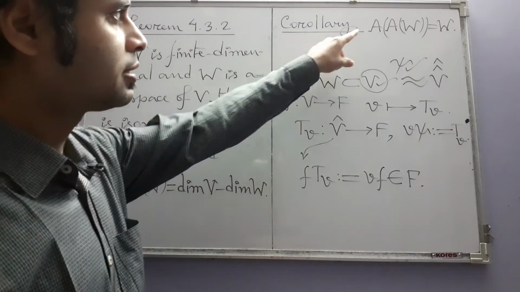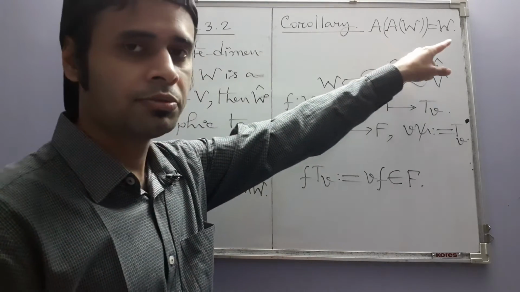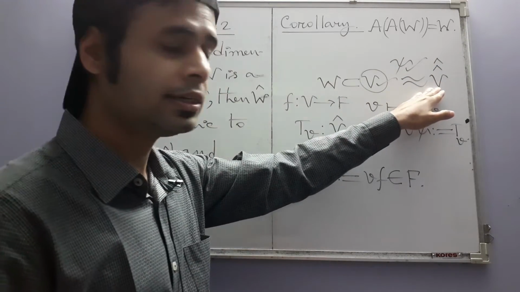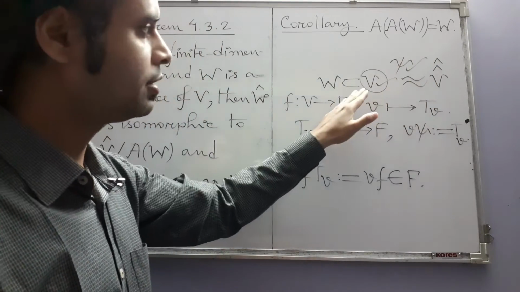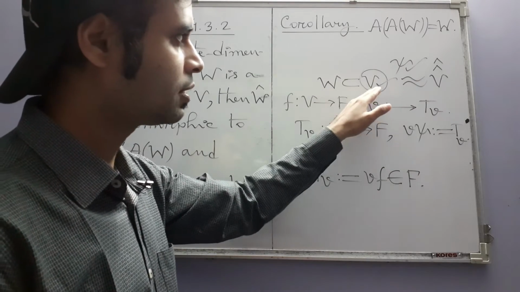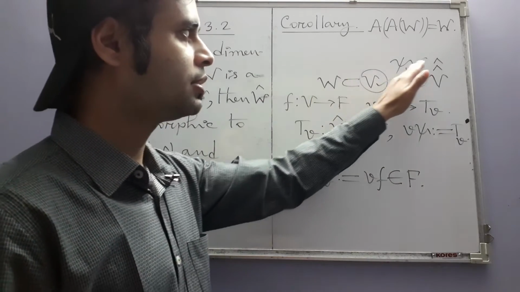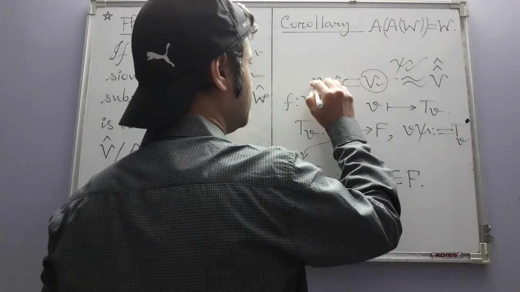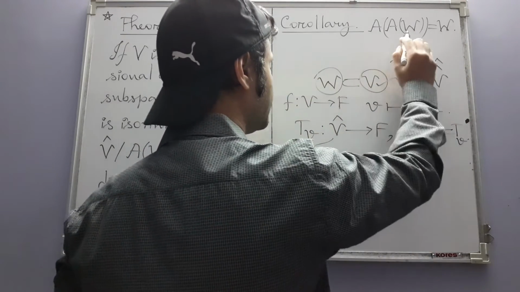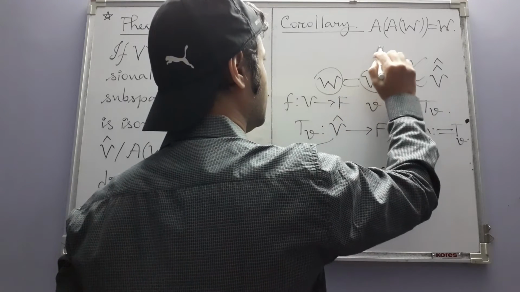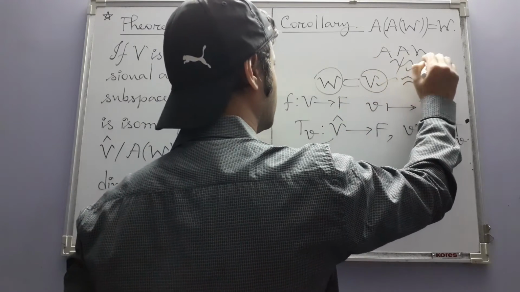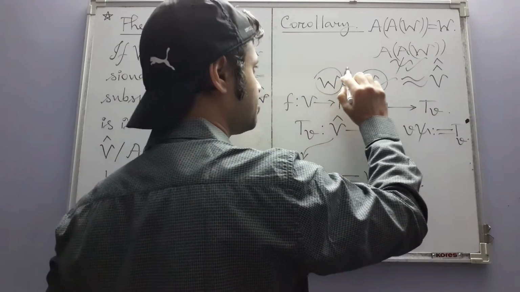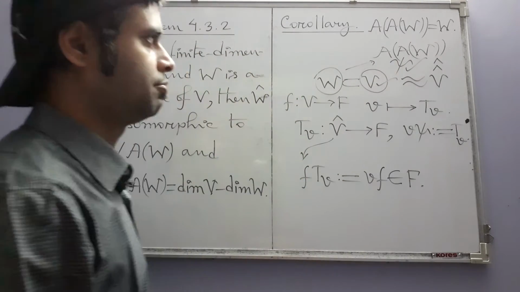So when we are saying that A of A of W is equal to W, we are actually using this identification. Under this identification, or under our provision of not distinguishing between V and its double dual, W becomes A of A of W, or more strictly if I say, W becomes isomorphic to A of A of W.